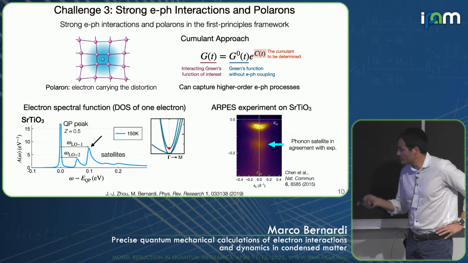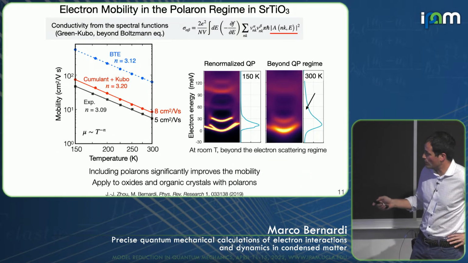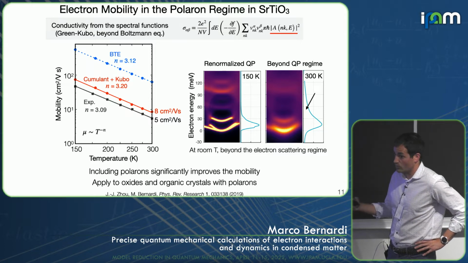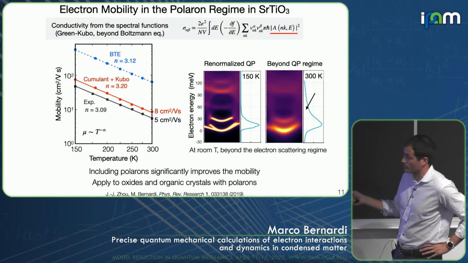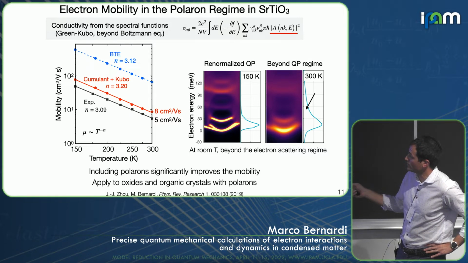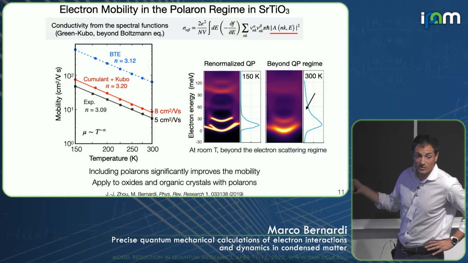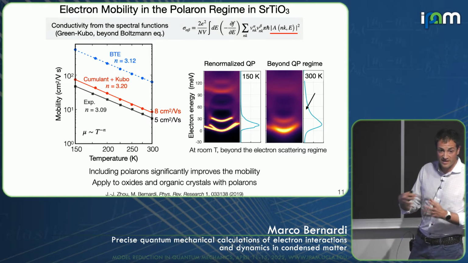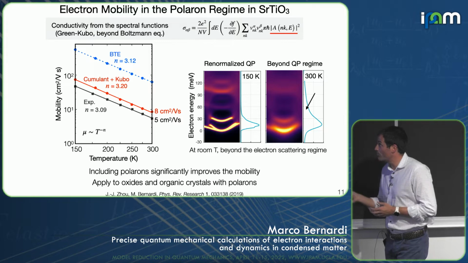Now, equipped with these accurate spectral functions, we can do calculations of transport that are fully quantum mechanical, so they go beyond the framework of the Boltzmann equation. In particular, we use the Green-Kubo framework, where the conductivity is computed directly from the spectral function. So it also includes the effect of these satellites and all these polaron effects.